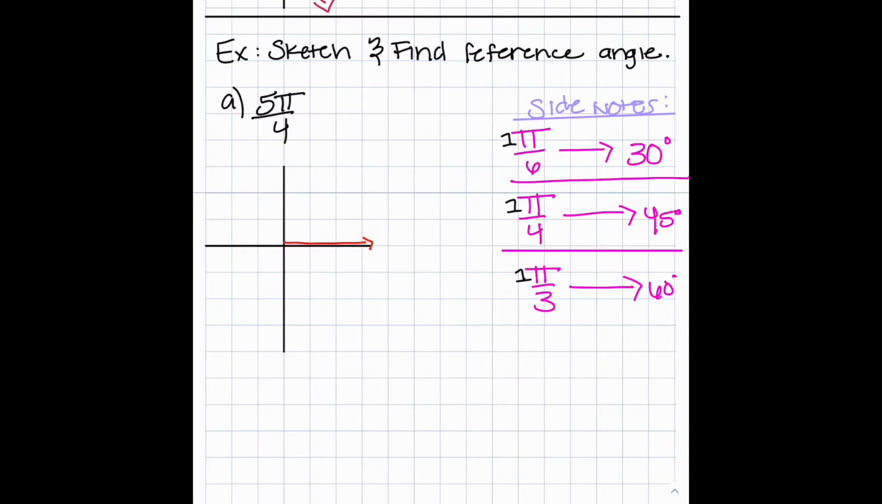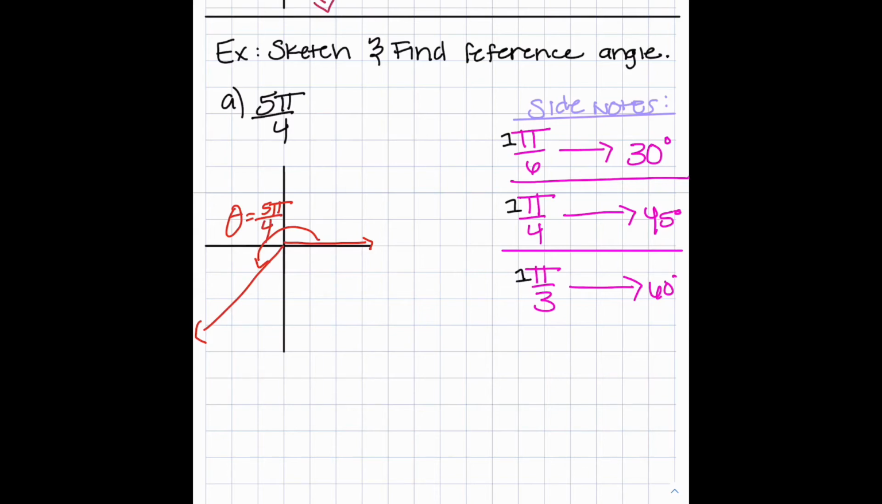And 5 pi over 4 landed over here, because we had half, half, and then half. This was 1, 2, 3, 4, 5, right? So I don't need all these, but this is how I ended up there. So this is theta equal to 5 pi over 4.